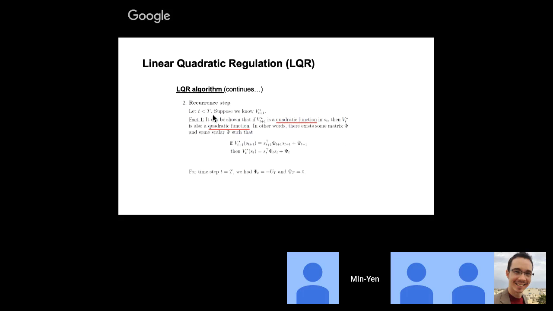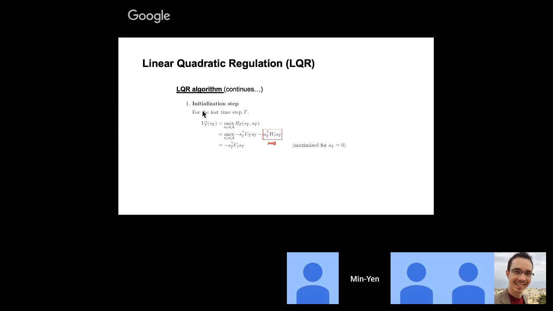And then you walk backwards, is that right? So that was the last time step T, mm-hmm, and then you're trying to recurse backward in time to the current time step, right? T zero. Mm-hmm. Okay, so this is the initialization step. Then you're going to show us the recurrent step, right?